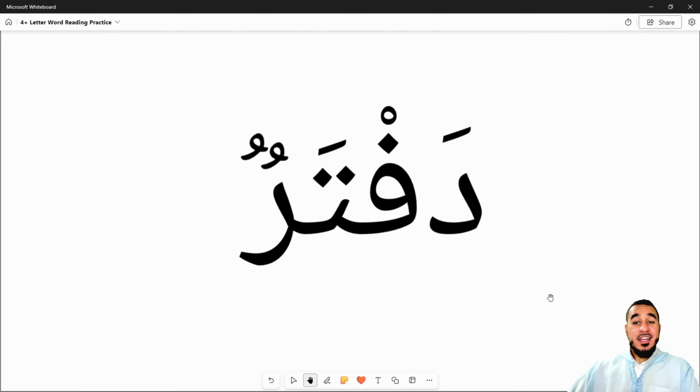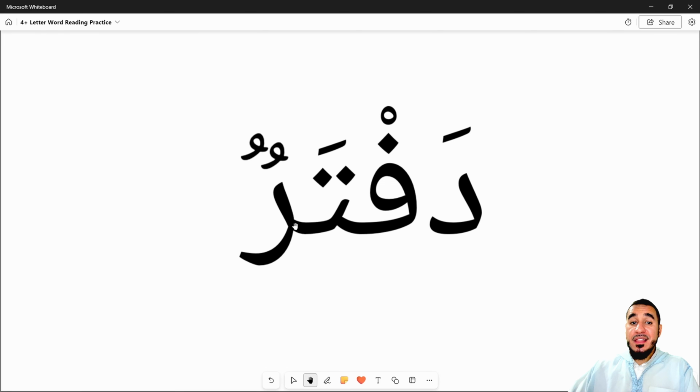So, the first word that we have here starts with a dal, with a fatha, and then we have the fa with the sukoon. And what does the sukoon do? Remember, it is the absence of a vowel. So far, this word would be read as daf, daf.